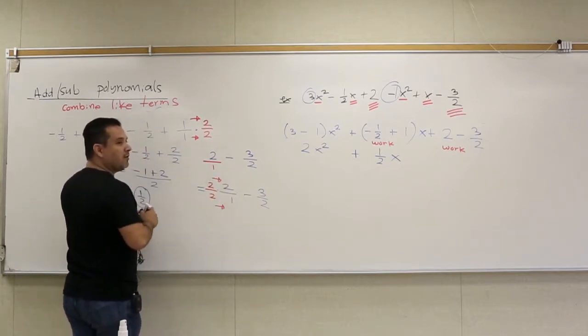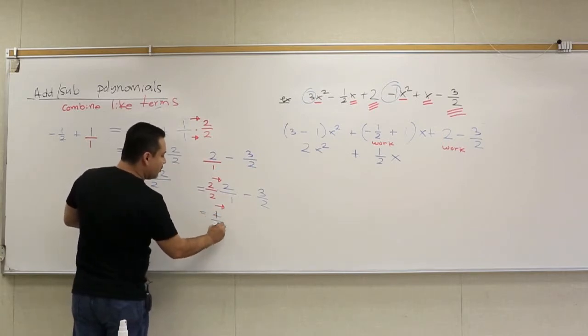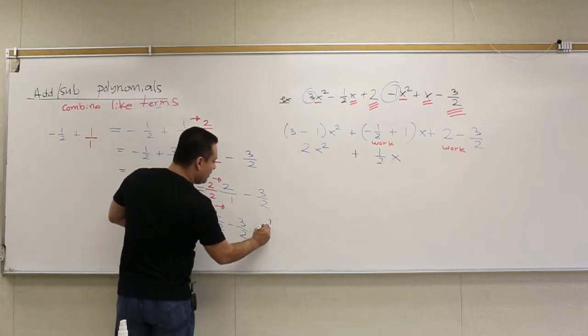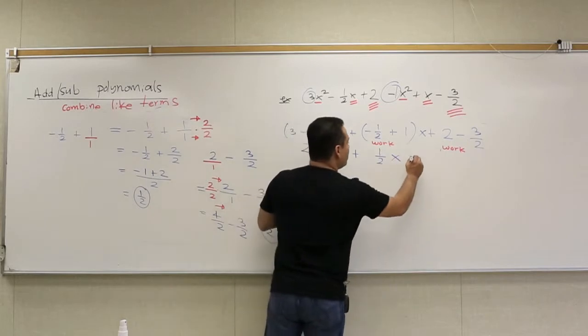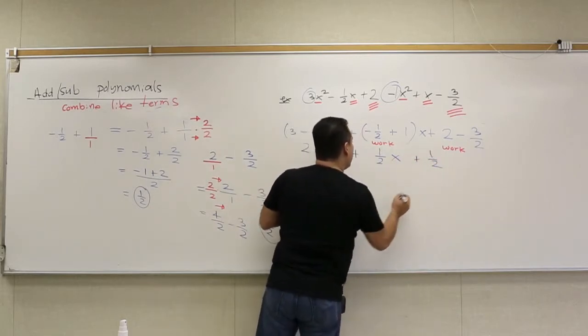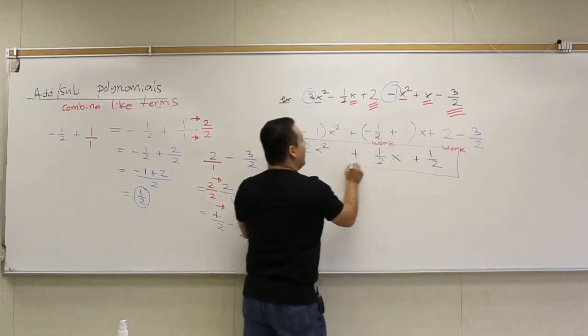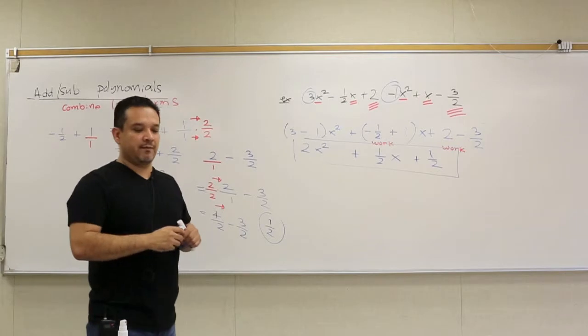All right, what's 2 times 2? Is that 4? What's 2 times 1? Is that 2? So 4/2 minus 3/2, what does that give you? 1/2. So that'll be plus 1/2, okay? So here's your final answer. And yes, they can give you fractions.